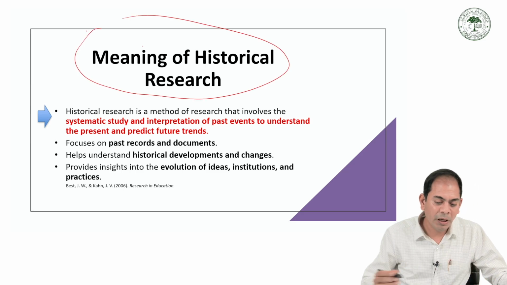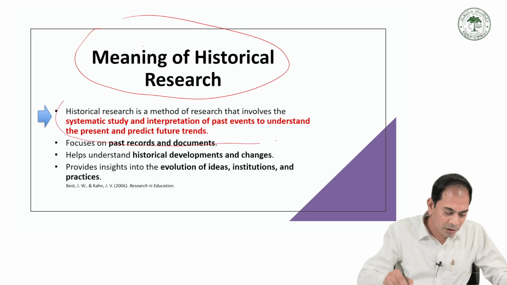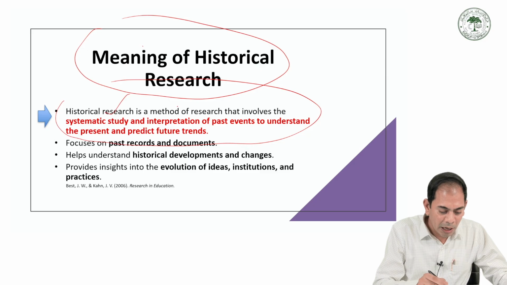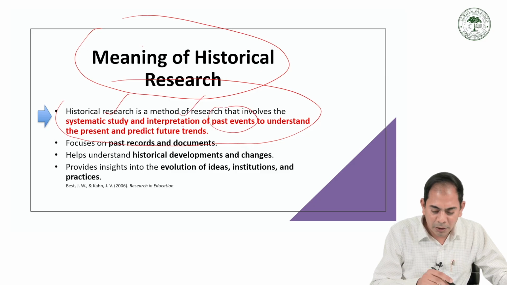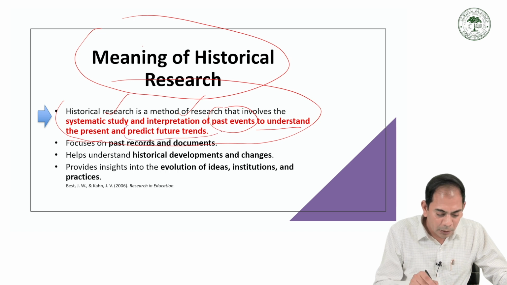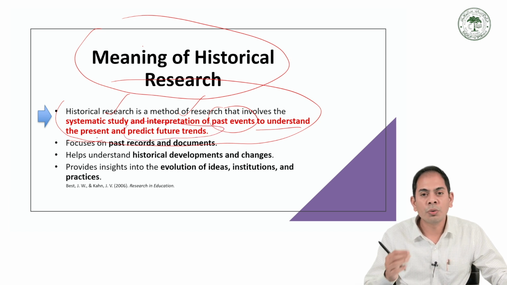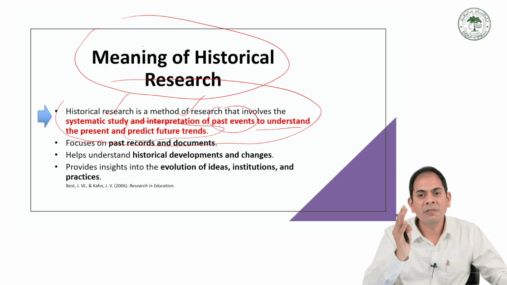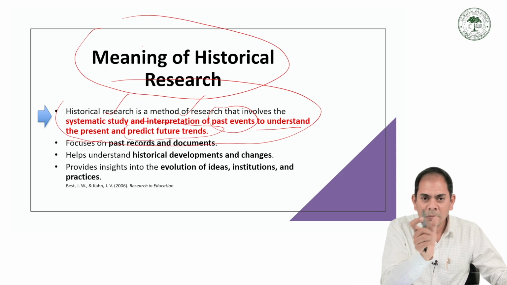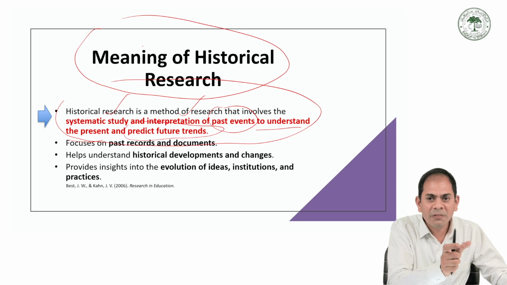Next thing, the meaning of historical research. The important thing is that historical research involves the systematic study and interpretation of past events to understand the present, and on the basis of past and present events, predict the future trend. Historical research studies past events systematically, and after this systematic study of past events, it is helpful to understand the historical facts and development.